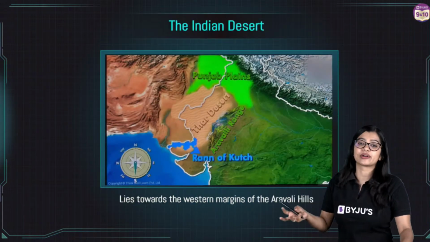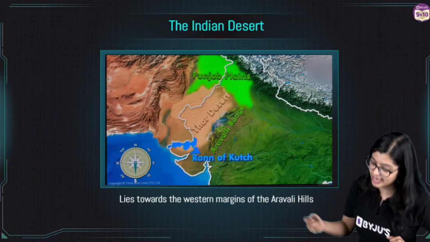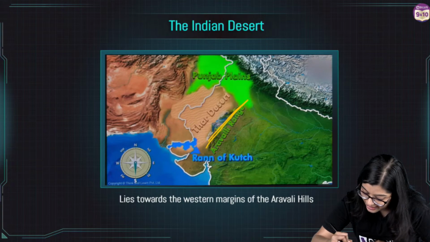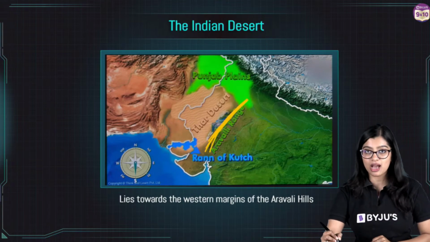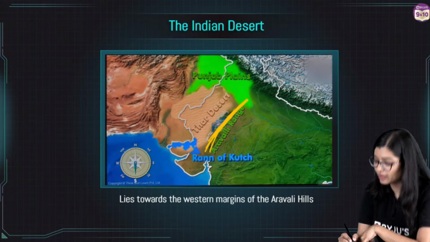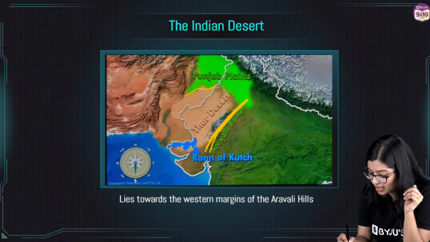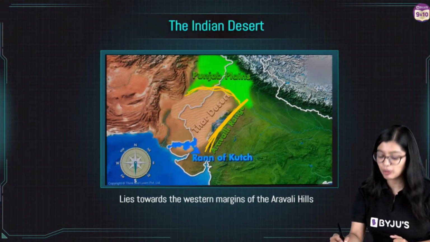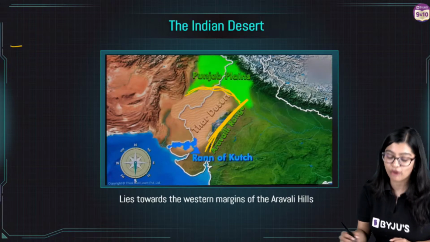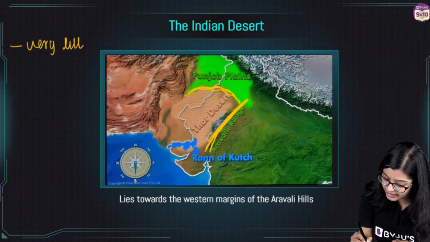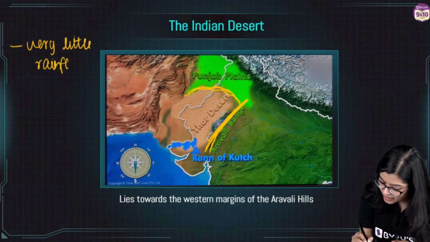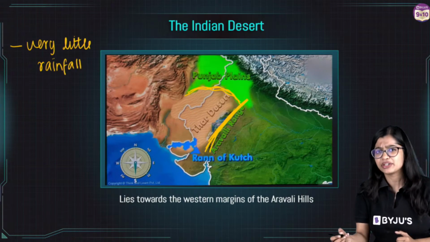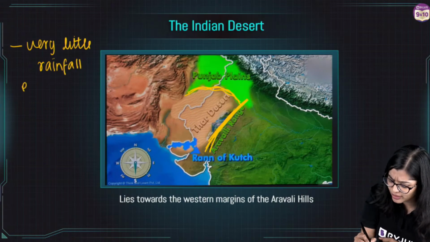So if you were to look at the exact location, right? So we know that the Thar desert is normally present on, or lies towards, the western margin of the Aravalli ranges, right? And of course we know that on the northern side it shares its border with the Punjab plains. Now we know that this particular region does not receive enough rainfall. So we see that this region receives very little rainfall, right? And we know that this region has very dry, extreme conditions, right? So very little rainfall with extreme temperatures.